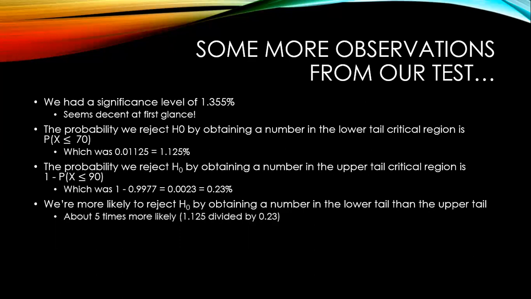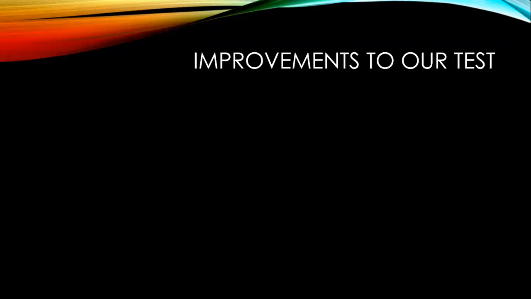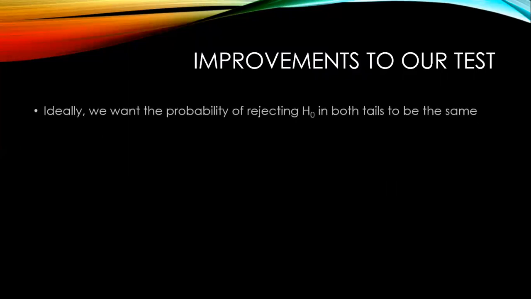Basically, it's telling us that we're 5 times more likely to reject H naught in the lower tail critical region compared with the upper tail critical region. Because if you go to your calculator and do 1.125 divided by 0.23, it's about 4.8 times, so about 5 times more likely. What is this telling us about how good our test is?